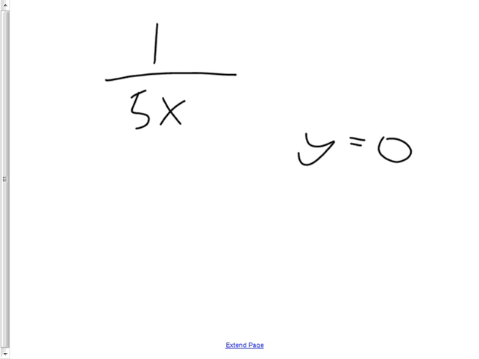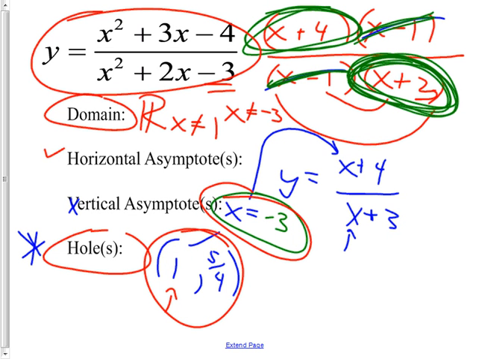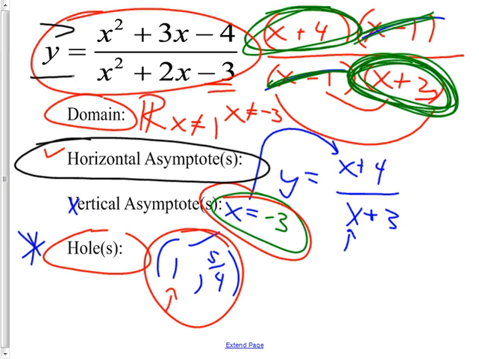So the question will look like this, and it'll be asking for horizontal asymptotes. Let's look at this one. Bigger on the top, bigger on the bottom, or same on both? Same on both. So it's a ratio of the lead coefficients. The lead coefficients are 1 and 1, so it's y equals 1. There's my horizontal asymptote.